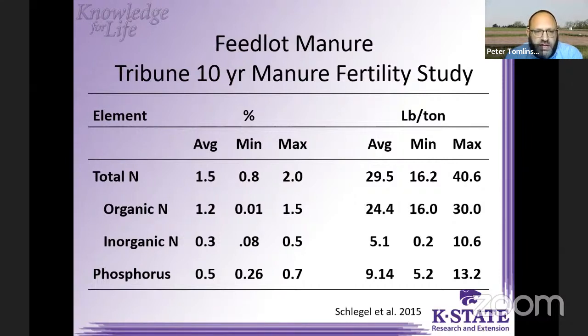And then we can look at the organic component, 24.4 as an average, 16 to 30 pounds of nitrogen per ton. And then the inorganic averaged 5.1, with a minimum of 0.2 and a maximum of 10.6. And we see a similar variability in terms of the phosphorus as well. This is based on 10 applications, one application each year.